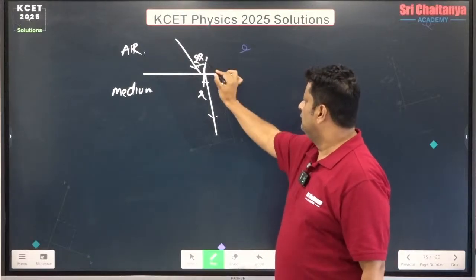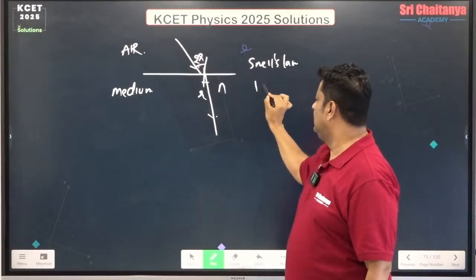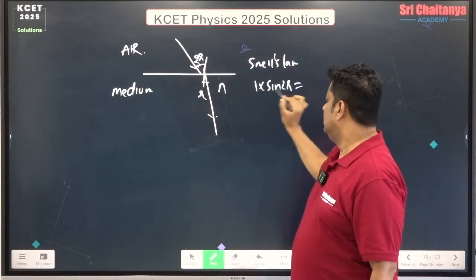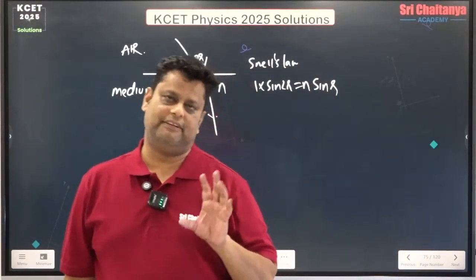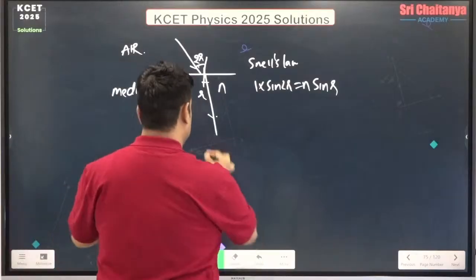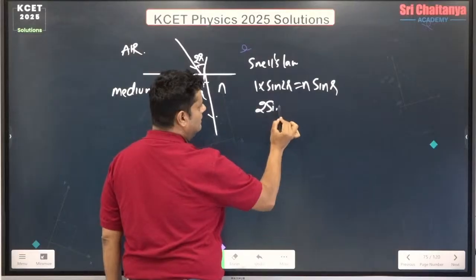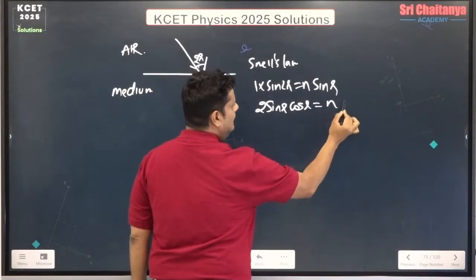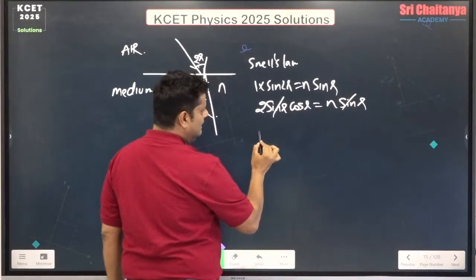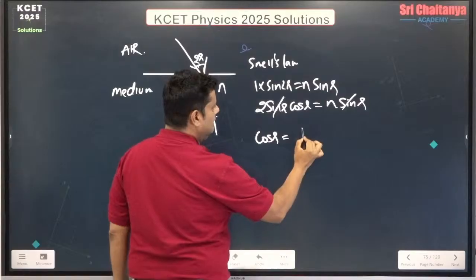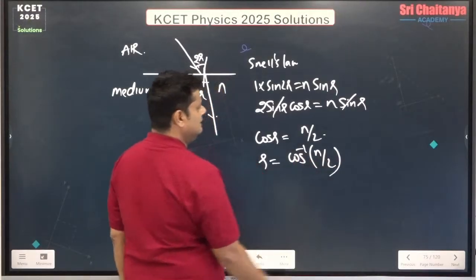This is n. So we have Snell's law. What is Snell's law, students? 1 into sine 2r is equal to n into sine r. What we need to find is the refractive index in terms of the angle of incidence. So it will be 2 sine r cos r equals n sine r. You can cancel sine r from both sides. We have cos r equal to n by 2. So r will be cos inverse of n by 2. This is the correct option.